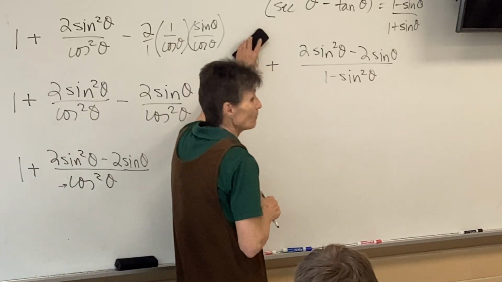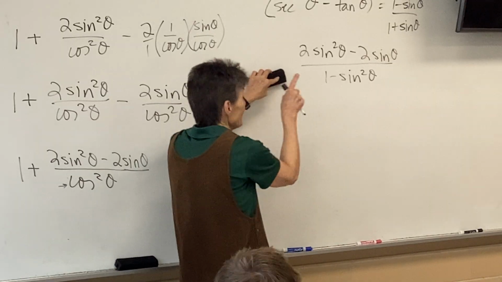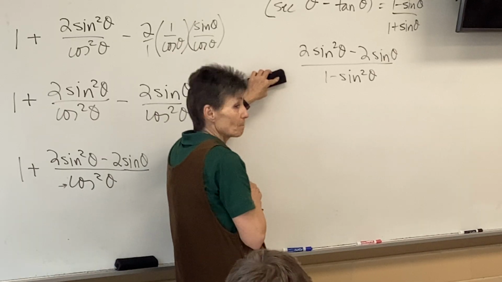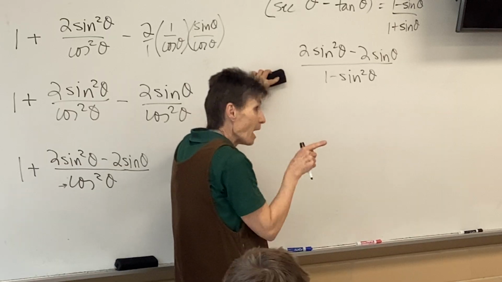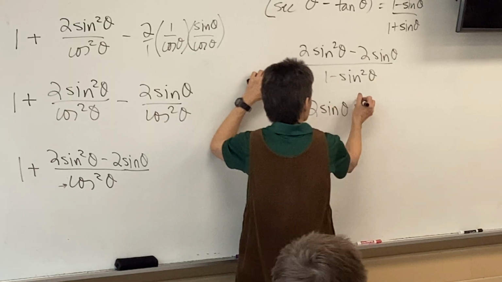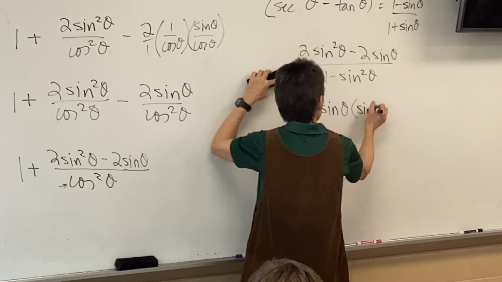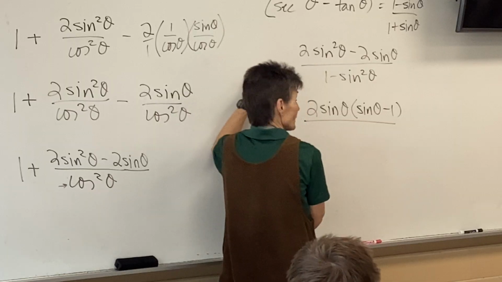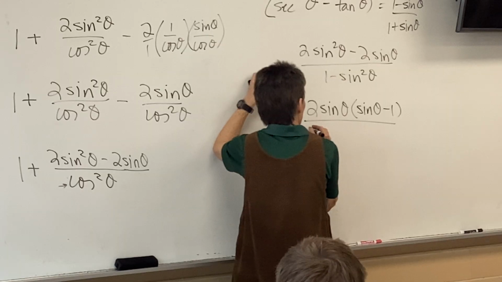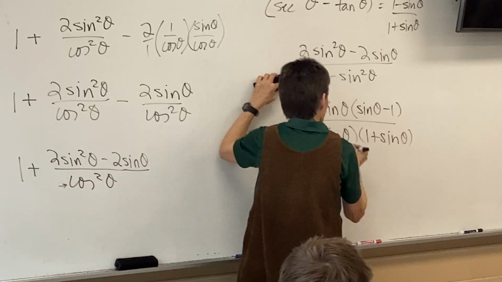Now, I'm going to erase this one for a moment because it is separate from that. What can I do with that? Look at that really carefully. It factors, top and bottom. The top factors, I can pull out a 2 sine, and I'll be left with sine minus 1. And how does the bottom factor? 1 minus sine, 1 plus sine. Is everybody okay with that?